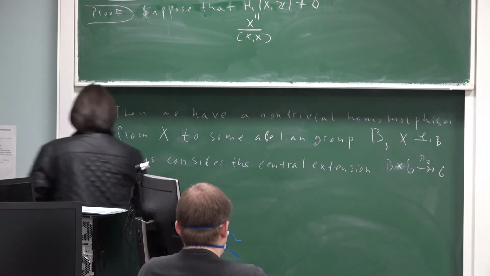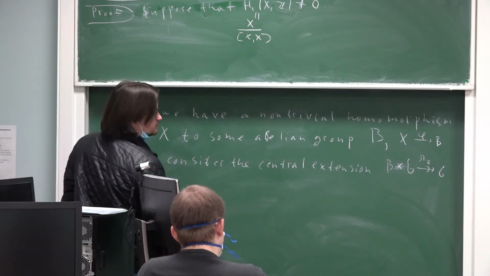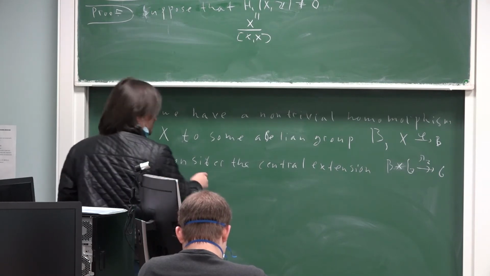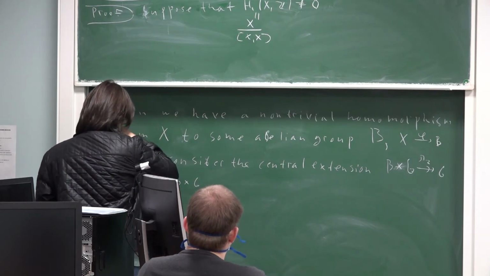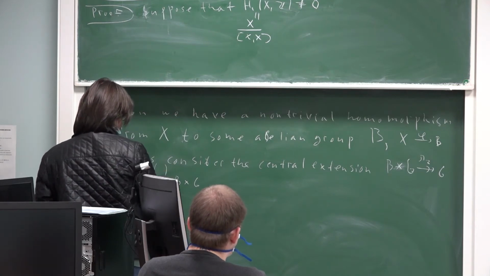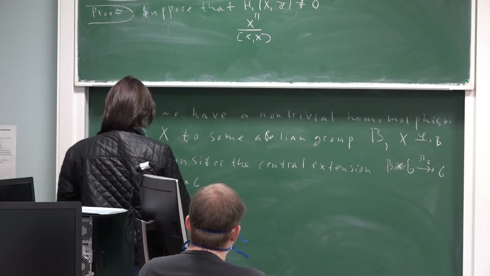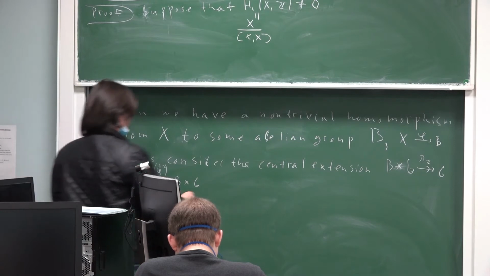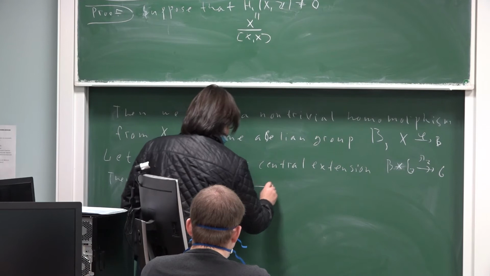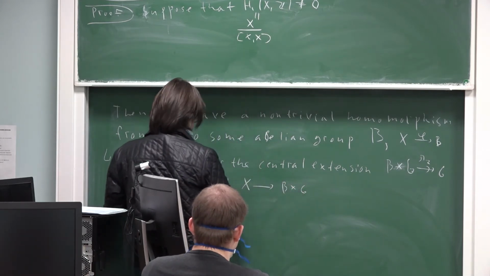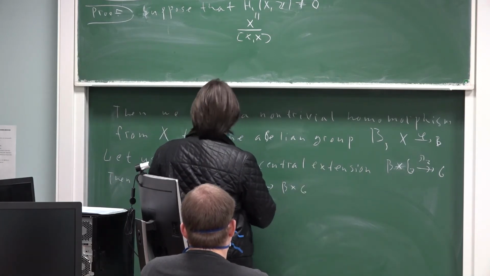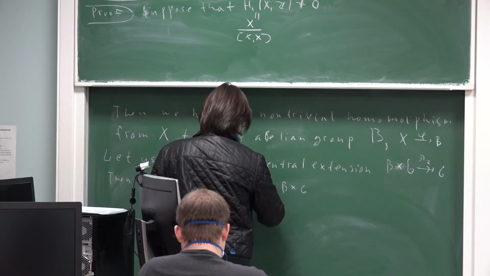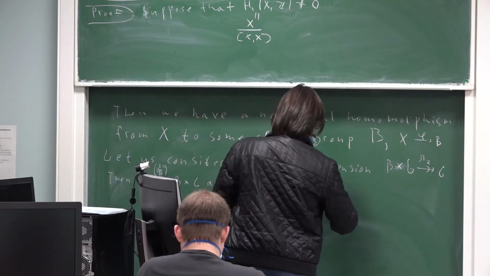Yes. Then the map from X to B times G that sends x from X to 1_B and phi of x, yes, and the map from X to B times G, it sends x from X to, sorry, not phi, pi, to phi of x and pi of x. A morphism of central extensions.